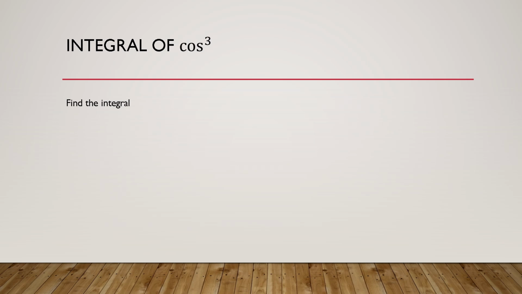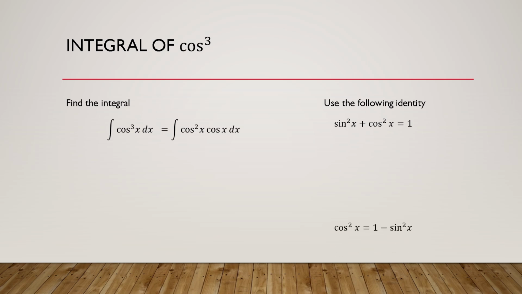We can use a similar strategy to solve the integral of cosine cubed x dx. Again, we split the integral into cosine squared x times cosine x dx. Then use the identity sine squared x plus cosine squared x equals 1, or cosine squared x equals 1 minus sine squared x. We replace cosine squared in the integral, then set u equal to sine x, which makes du equal to cosine x dx.